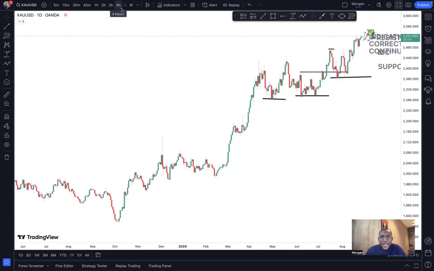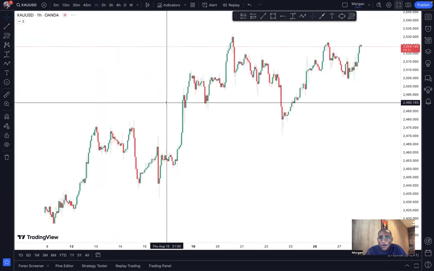Now you see that the daily is bullish. When you go to the lower time frame, the 1 hour, and you see that it's still bearish, all you do is just wait.